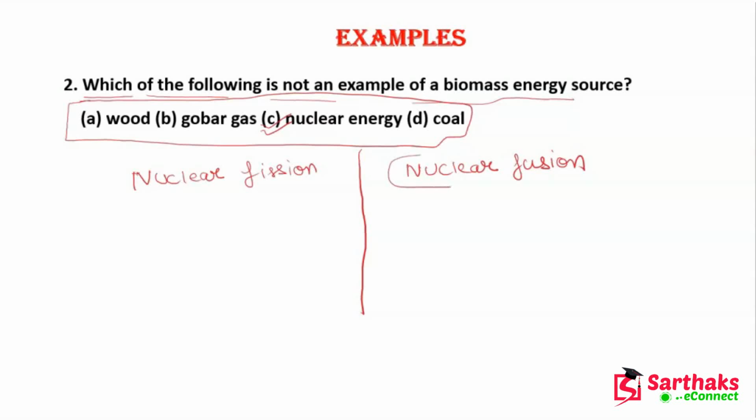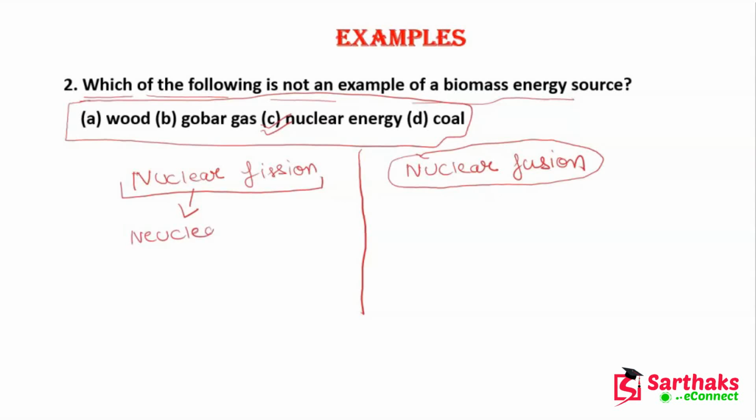This nuclear fusion is basically the source of energy of the sun, or you can say this type of reaction takes place on the sun. I hope this point is clear to you. Nuclear fission is used in nuclear reactors.